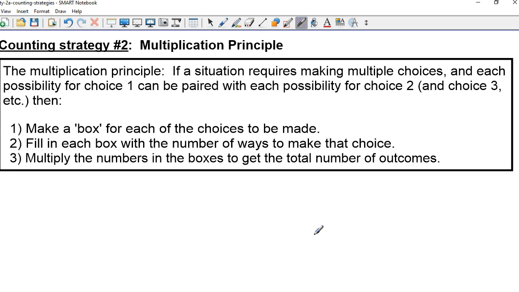So, multiplication principle. We use this when the situation requires making multiple choices, and each possibility for choice 1 can be paired with every possibility for choice 2 and choice 3 and so on. And the way it works is we make a box for each choice, we fill in each box with the number of ways to make that choice, and then we multiply the numbers in the boxes to get the number of outcomes.